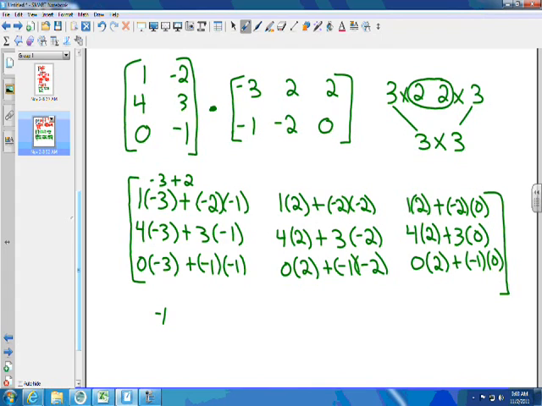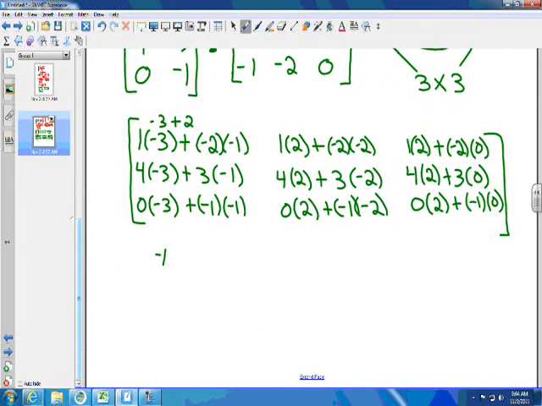On example 5, they have 3 matrices there. They give you A, B, and C. And then, come back to that in a second.